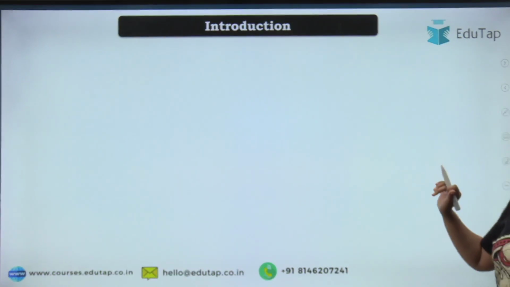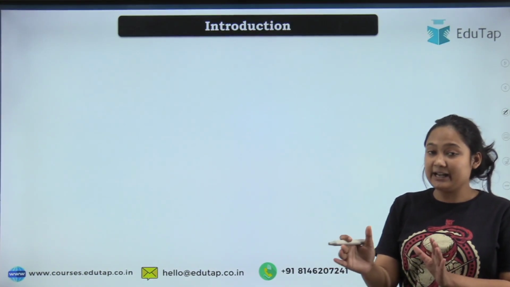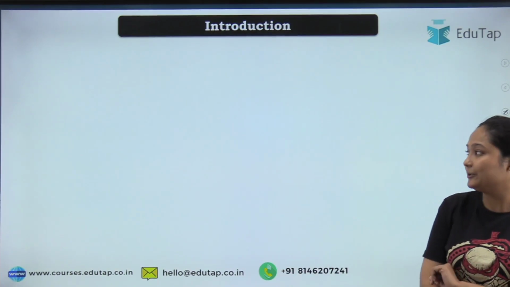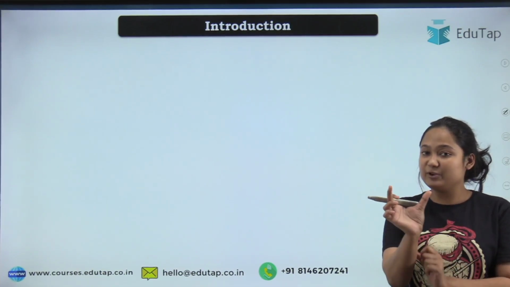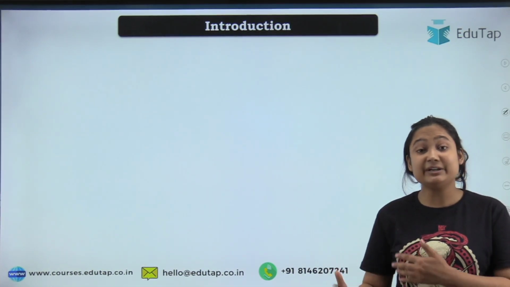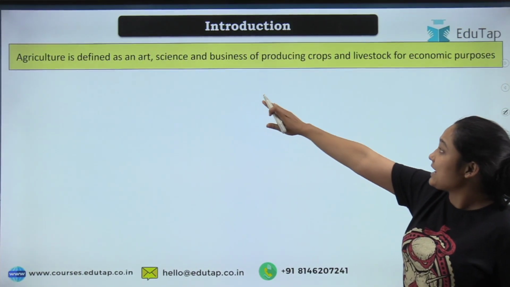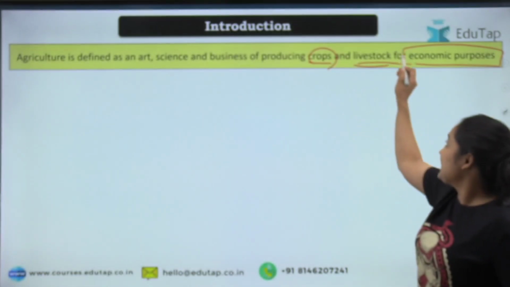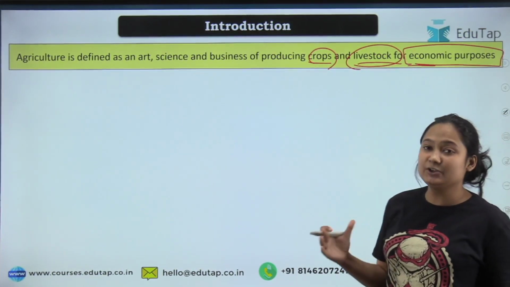So talking about agriculture, first of all, agriculture is made up of two words, that is ager and culture, that means cultivation. So it's derived from a Latin word. Okay, so if we know the meaning of the word, soil cultivation, how can we define agriculture now? Agriculture can be defined as the art, science and business of producing crops as well as livestock for economic purpose. So you will cultivate crops and livestock, and your ultimate goal will be to produce food as well as to have economic gains.